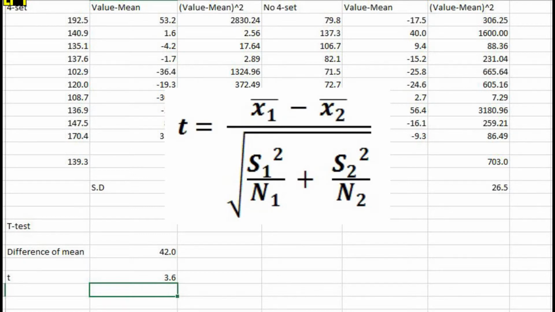Then work out one part of the bottom there. So you could work out, for example, the standard deviation 1 squared, divide it by how many values there are, 10 in my case. Put that to one side, then work out the square of the other standard deviation. Again, I'm going to divide by 10, that's how many values I've got. Put that to one side, add those two up, square root them, and then do the difference between the mean averages divided by that number you've put aside, and that will get you your t-value.